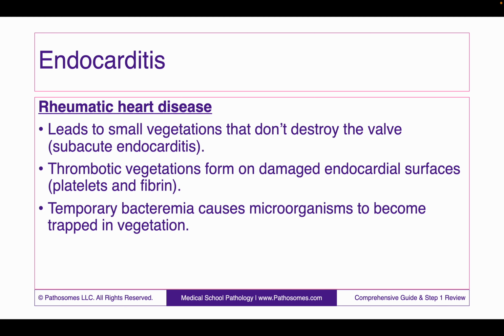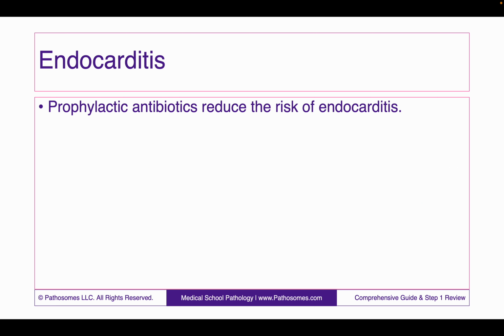With regards to rheumatic heart disease, this leads to small vegetations that don't destroy the valve and thrombotic vegetations from ongoing damaged endocardial surfaces that have formed. And temporary bacteremia causes microorganisms to become trapped in the vegetation. Right? So you have this buildup of subacute endocarditis compounded upon platelets and fibrin and bacteremia from the microorganisms. Fortunately, prophylactic antibiotics reduce the risk of endocarditis.